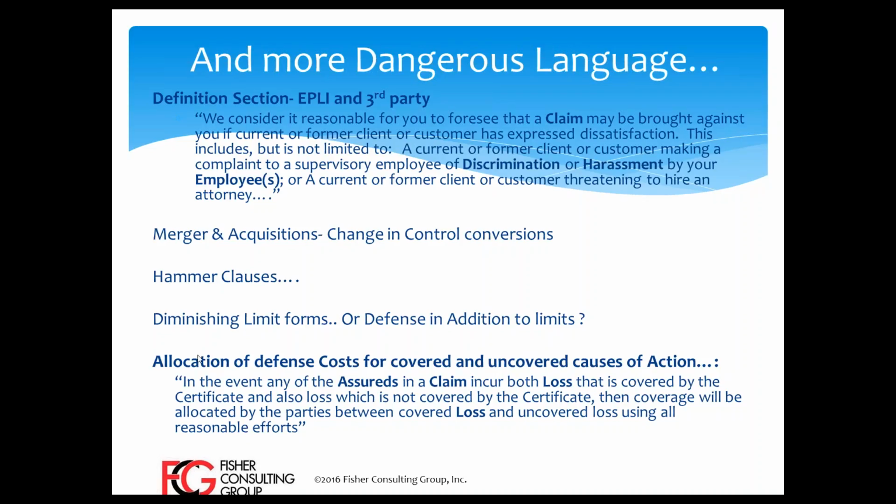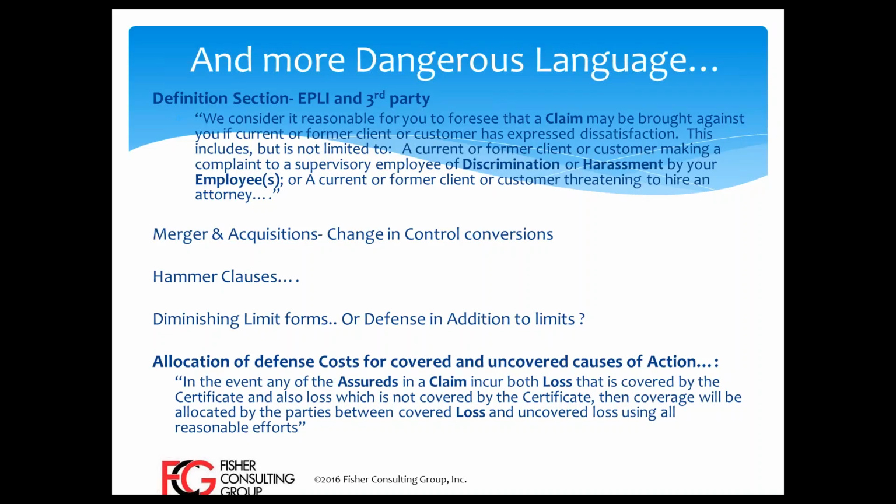Diminishing limit forms, or defense in addition to limits. Well, what this means is diminishing limit forms are self-extinguishing. If you buy a $1 million policy for D&O or EPLI, E&O, Cyber, these are usually diminishing limit policy forms. In other words, if there's a claim, any defense expenses, lawyer fees, etc., as expensed, as it's paid, reduce the limit of liability. So if you have a $1 million limit and you pay attorneys $100,000, now you don't have a $1 million limit. You only have $900,000 to settle the claim.